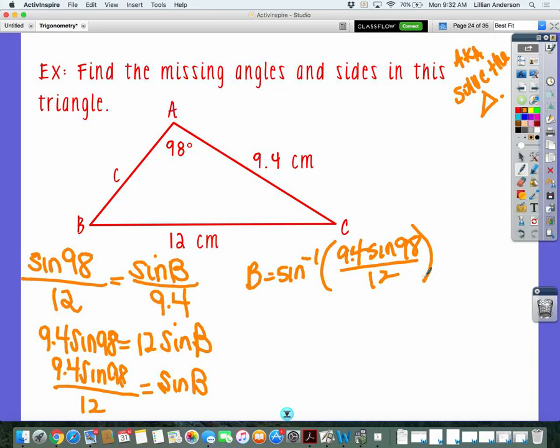What do you get when you take the inverse of this? 50.87, which would be 50.9 centimeters. Nope, not centimeters. This is an angle. Degrees. My mistake. Questions on that? For the ones who didn't have any last year.